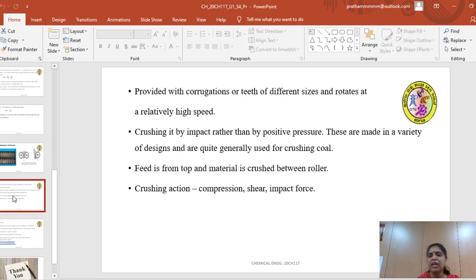So it rotates at a relatively higher speed, and the crushing action can be compression, shear, or impact force.